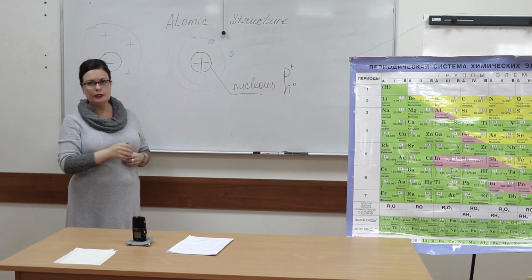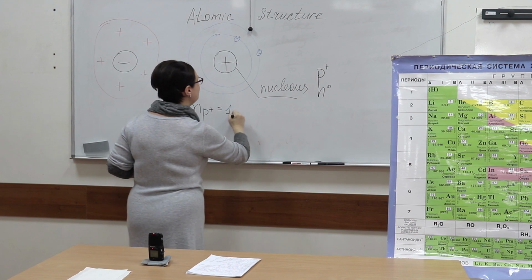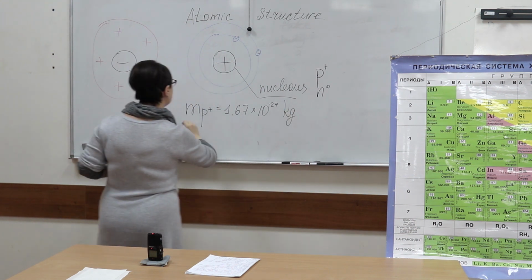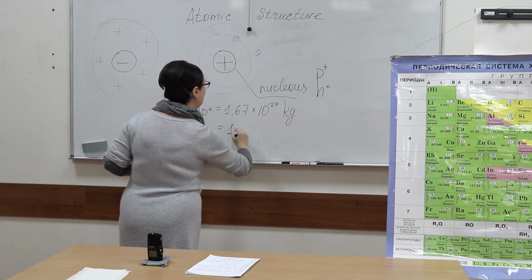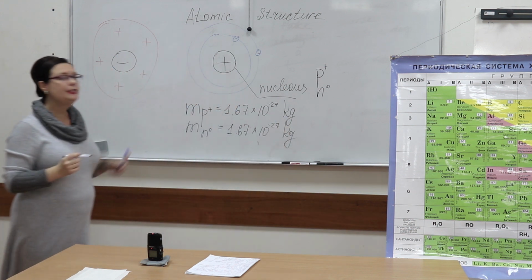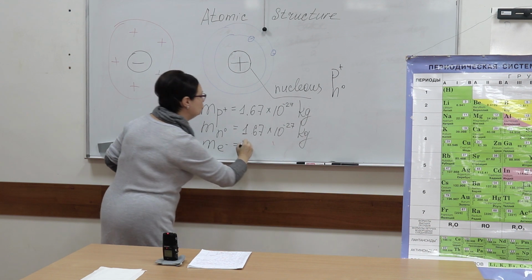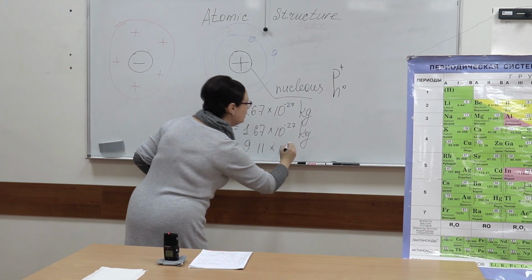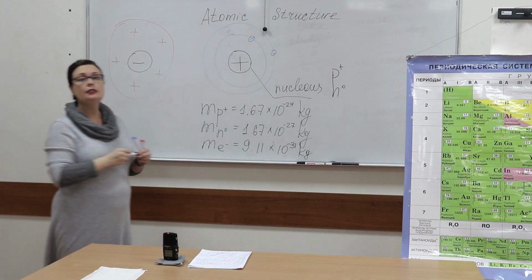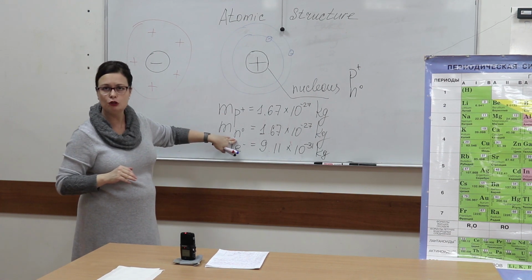Protons and neutrons have equal masses. The mass of a proton is equal to 1.67 times 10 to the negative 27 kilograms, and the mass of a neutron is the same, 1.67 times 10 to the negative 27 kilograms. At the same time, the mass of an electron is equal to 9.11 times 10 to the negative 31 kilograms. And we can see that the mass of an electron is much less than the mass of protons and neutrons.